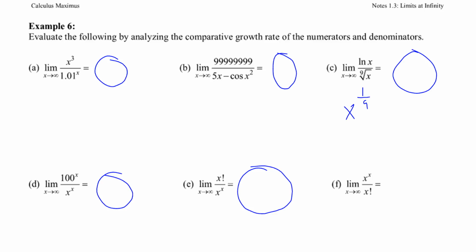All right, so using our deduction, we're going to assume this last one is 0. Well, let's see. The bottom is smaller than the top as a growth rate. So, in fact, this goes to infinity.